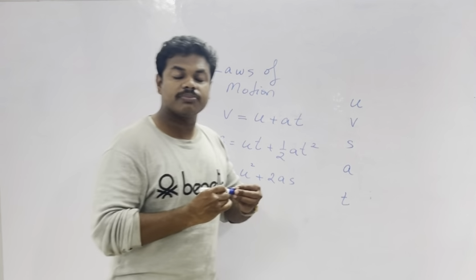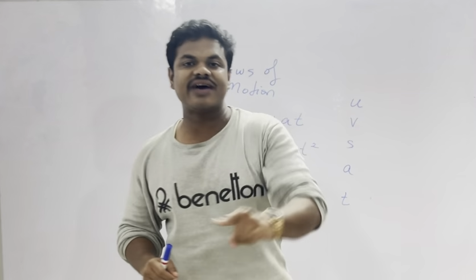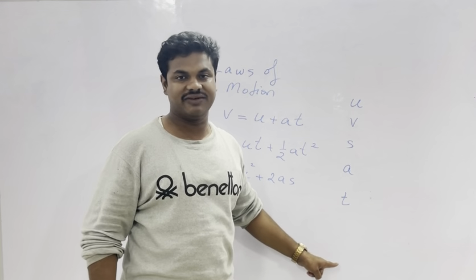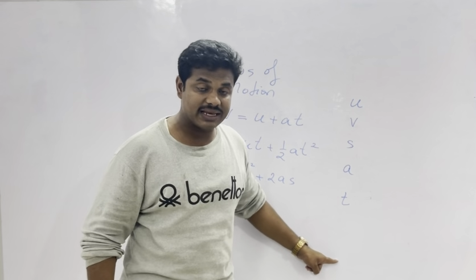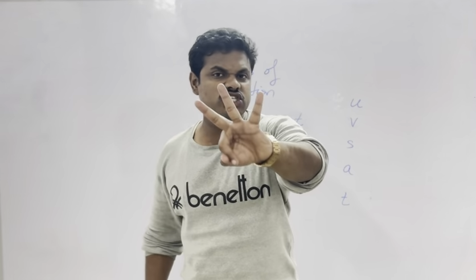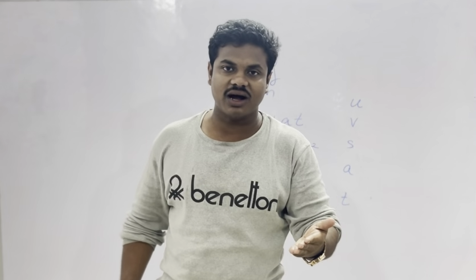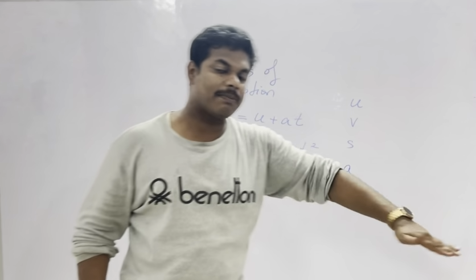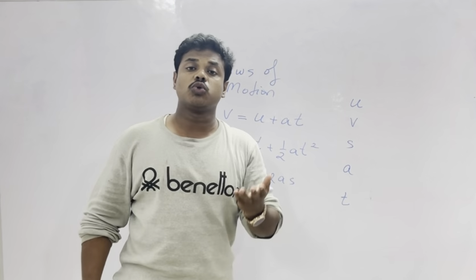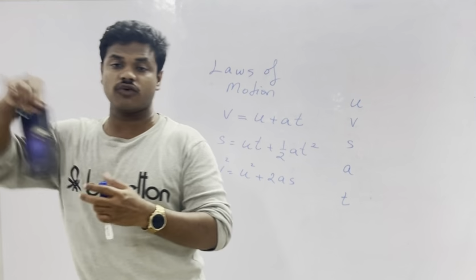Now, my dear children, in any question, any numerical, you will never be asked all five, or not all five will be given. What I mean is that out of these 5, 3 things will be given, one thing will be asked, and one thing will not be mentioned or asked at all. What do I mean by this? Let's take a small example. We are taking a small question from your exercise.